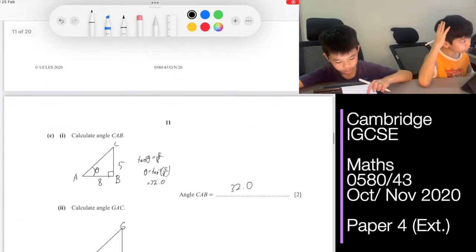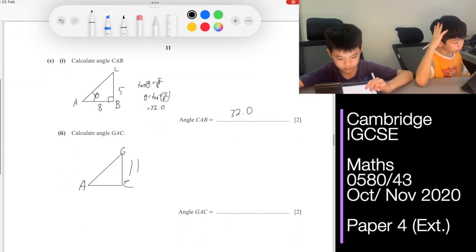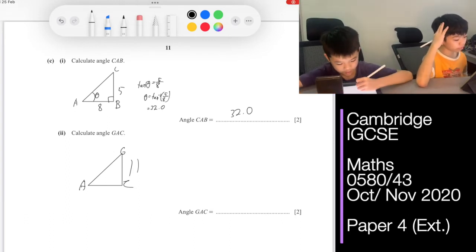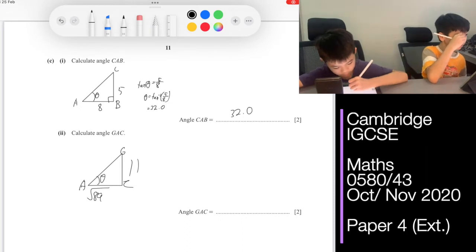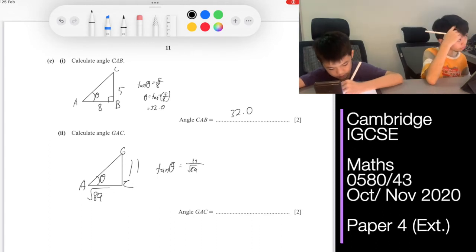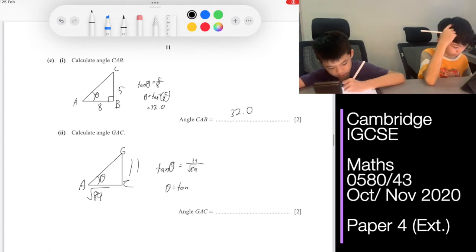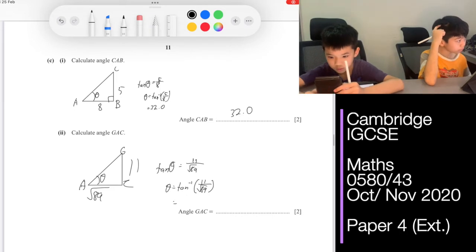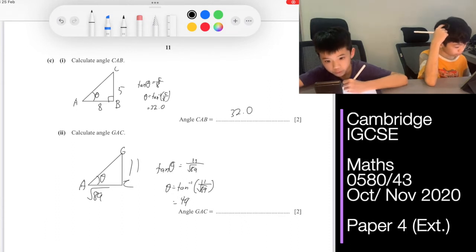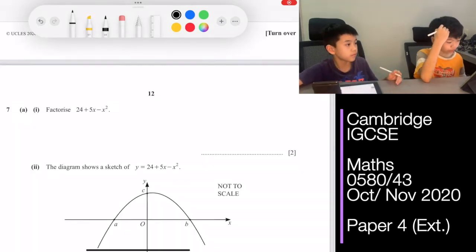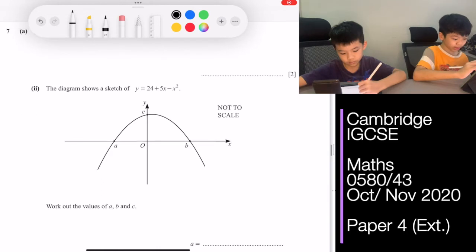So GC is 11. AC is 89. Tangent theta equals 11 over 89. Theta equals arctangent of 11 over 89, which is 49.4. Question 7A1. Factorize 24 plus 5x minus x squared.